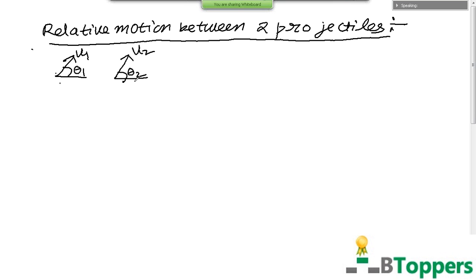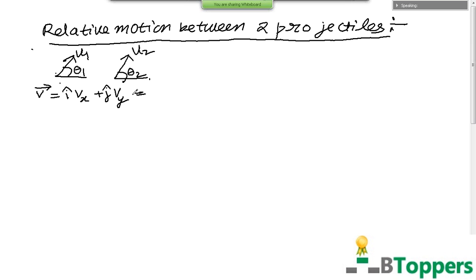The vertical plane in which the projectiles move, I choose it as the xy plane. Let us suppose the two projectiles move in the same vertical plane without colliding with each other during motion under the influence of gravity. Then in the general case, the velocity of the projectile at time t after projection, we write as i cap into Vx plus j cap into Vy.